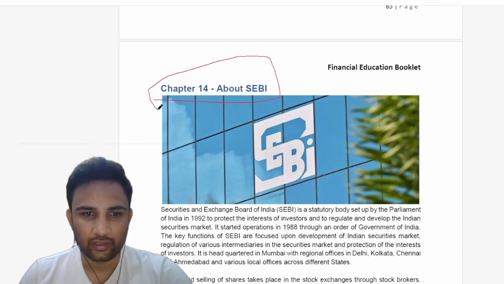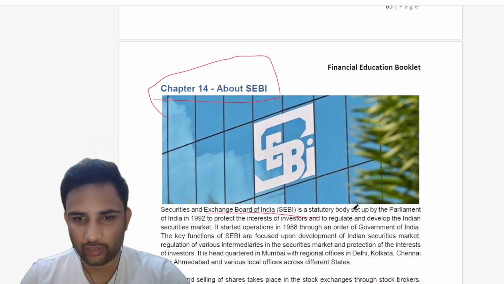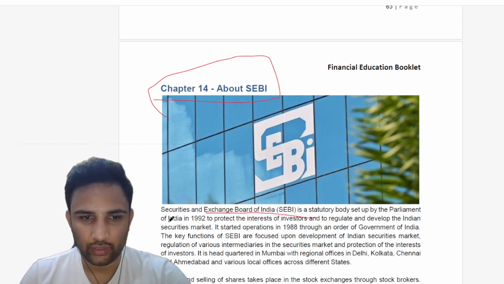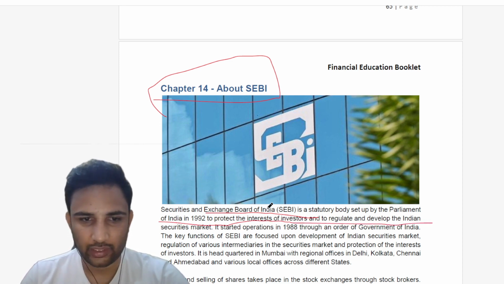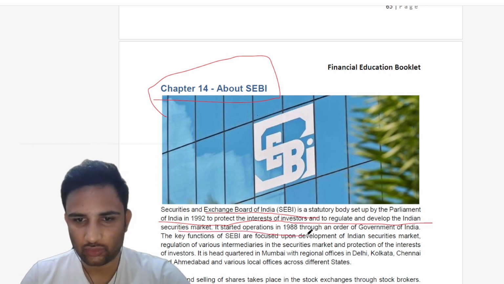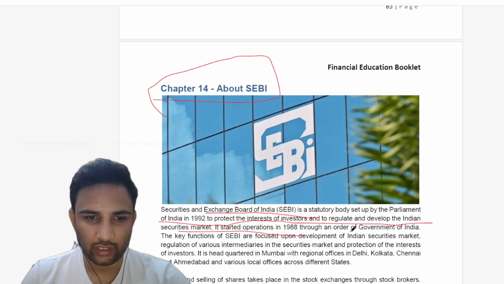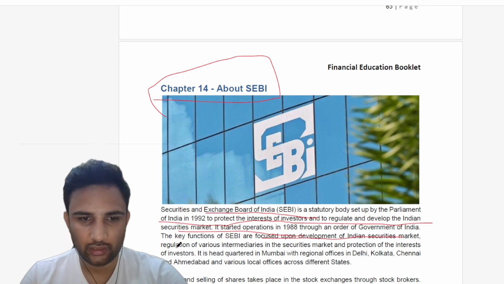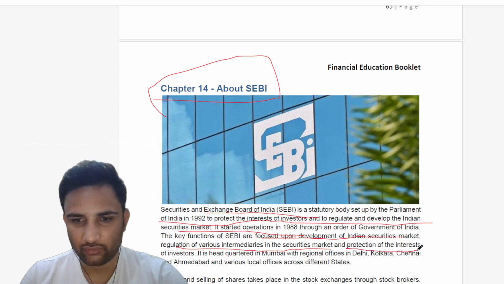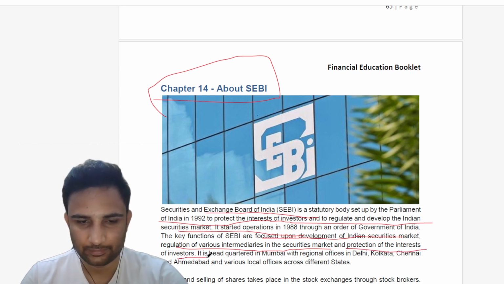Chapter 14 is about SEBI. The Securities and Exchange Board of India (SEBI) is a statutory body set up by the Parliament of India in 1992 to protect the interests of investors and develop the Indian securities market. It started operations in 1988 through an order of the Government of India. The key functions of SEBI are focused upon development of the Indian securities market, regulation of various intermediaries in the securities market, and protection of the interest of investors.